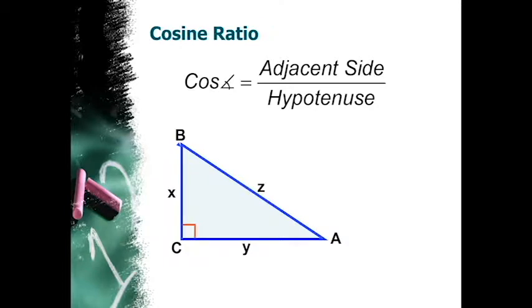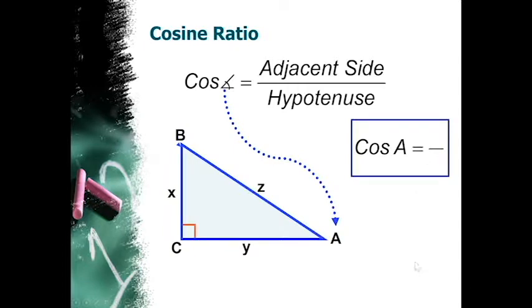The cosine of an angle has been assigned the adjacent leg over the hypotenuse. So if we look down here at angle A, if we want the cosine of angle A, we're going to want the adjacent side, which is y, and then we're going to put that over the hypotenuse, which is z. So our cosine of A is y over z.